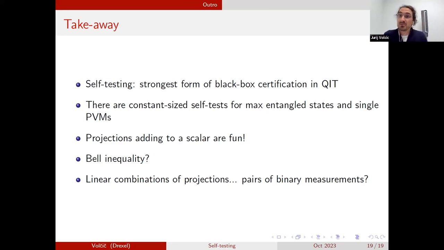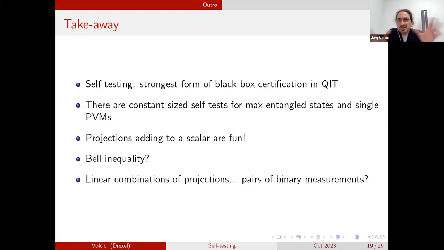Projections adding to a scalar, I find them really fun. I think it's fascinating math because it was also surprising for me to see this kind of stuff. It's a magical thing that you have these maps between them that you can then get information for different values of the scalar. What I don't know is, can I actually do these things with Bell inequalities instead of correlations? I have some ideas, but I also have some ideas why this could not work. Again, Bell inequalities heuristically work really well whenever you have a uniqueness of representation behind, and here I don't quite have uniqueness. I have at least four representations running around, so I'm not saying it's impossible.